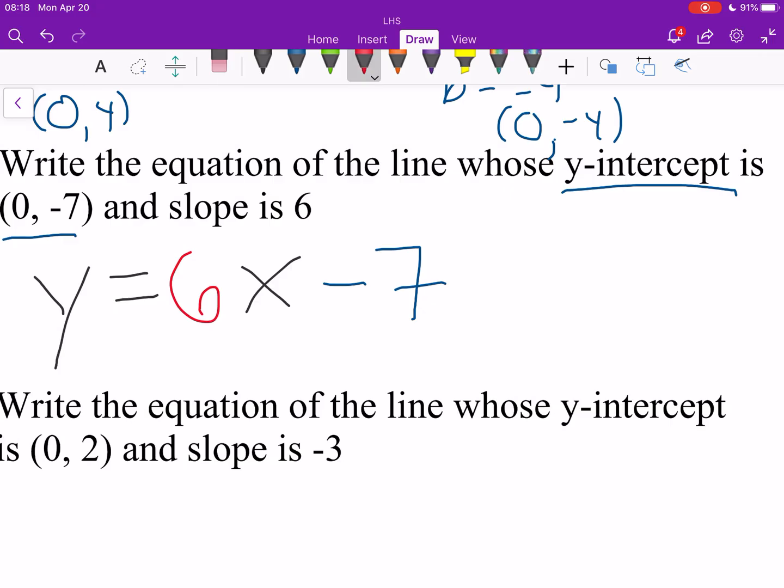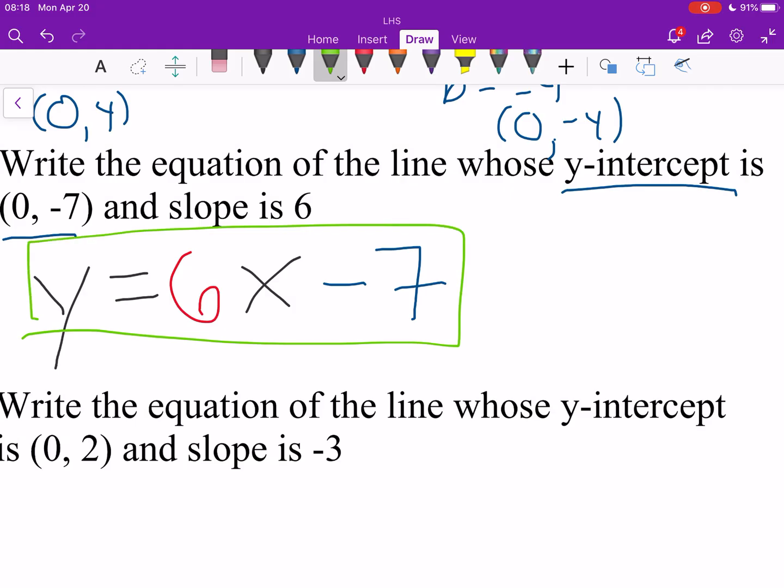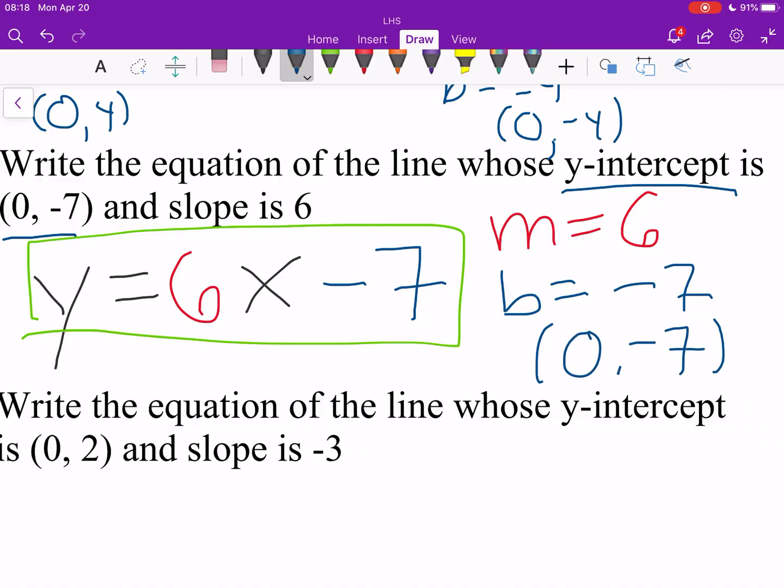In order to check our work, we could start with this equation that we just wrote here that I'm going to box. And we could say, hey, what's the slope? And what's the y-intercept? Just to make sure we did our work correctly. So the slope is the number right in front of x, which I see as 6. The y-intercept is negative 7. And if we were to write that in coordinate form, it would be 0, negative 7. Let's see, we started with a slope of 6, so that's good. And we started with a y-intercept where the full coordinate form was 0, negative 7. So it looks good. I think we did our work correctly.